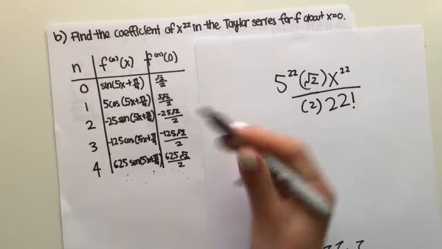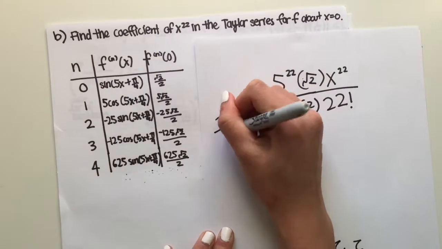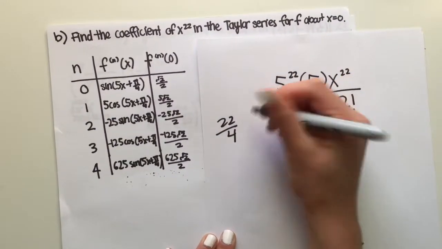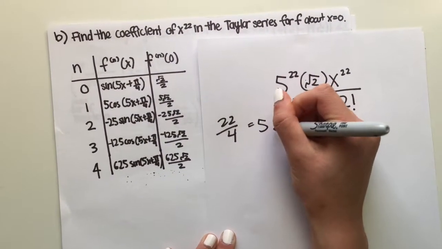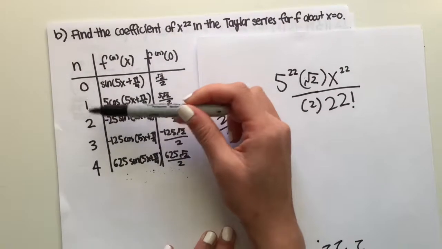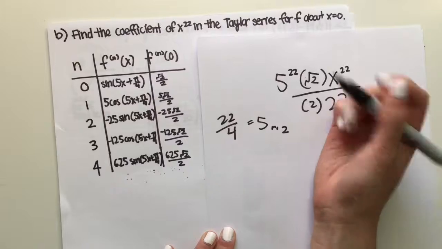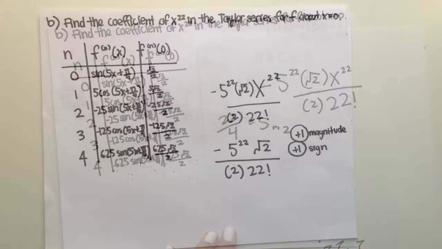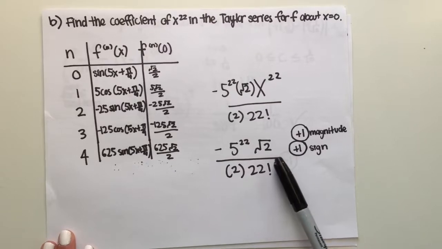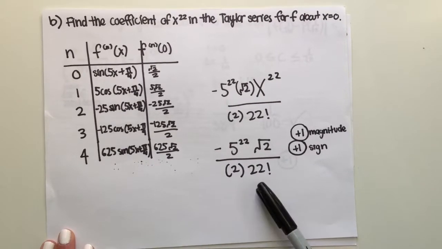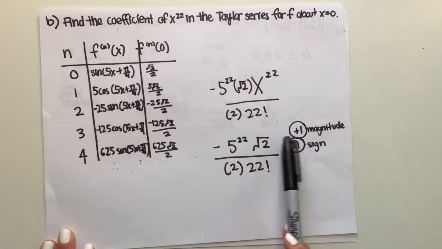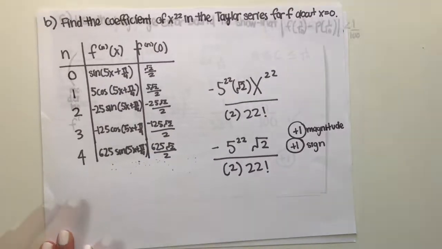And so all we have to do is divide 22 by 4, since we have n from 1 to 4 here, and we're going to get 5 with a remainder of 2. And so when n equals 2, it's negative, so we know that the sign here is going to be negative. So the coefficient would be negative 5 to the 22nd times the square root of 2 over 2 times the factorial of 22. And so this problem is worth 2 points in total, one for the magnitude and another for the sign.